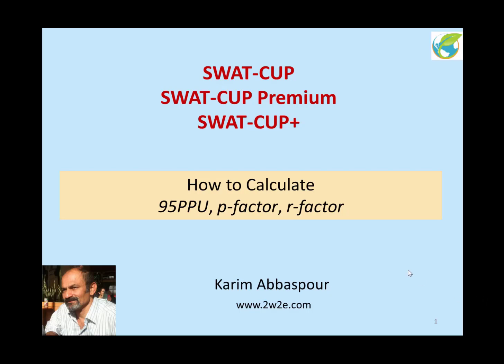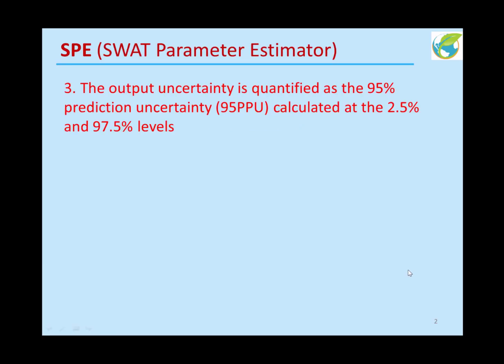If you recall in video, well, I think it was number 2, where I explained the SPE program, I showed this slide that says the output uncertainty is quantified as the 95% prediction uncertainty calculated at the 2.5% and 97.5% level.